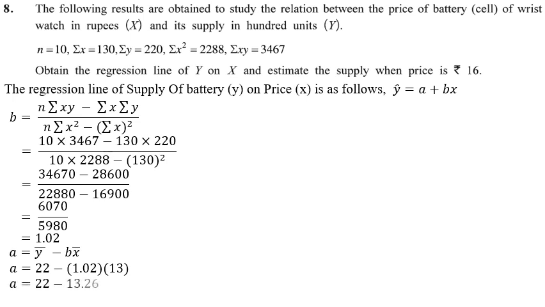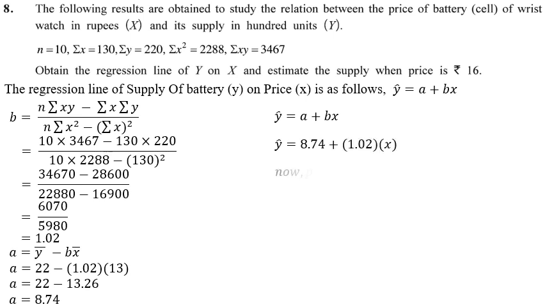Once you put this value into the equation, multiply x bar with b and then subtract it from y bar, you will get a as 8.74. Put this into our regression equation of a plus bx. So that is 8.74 plus 1.02 into x.